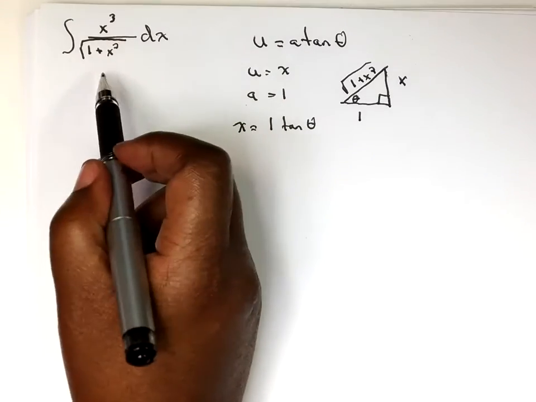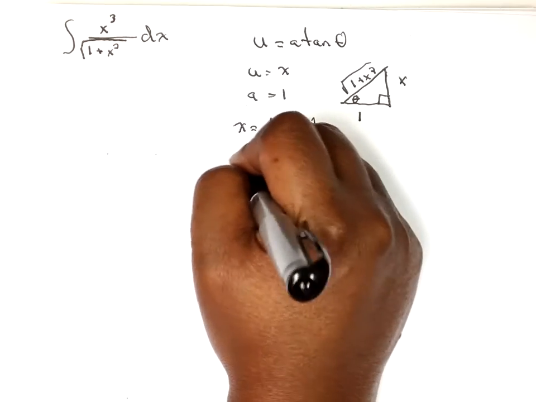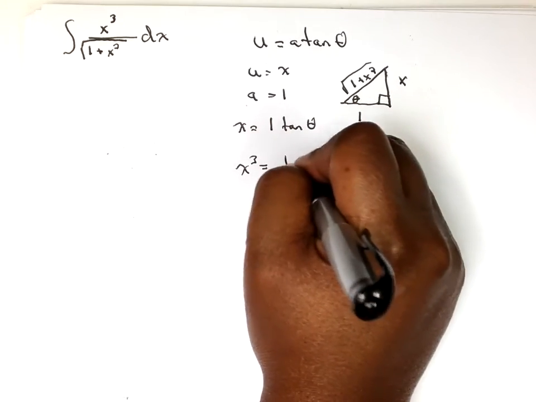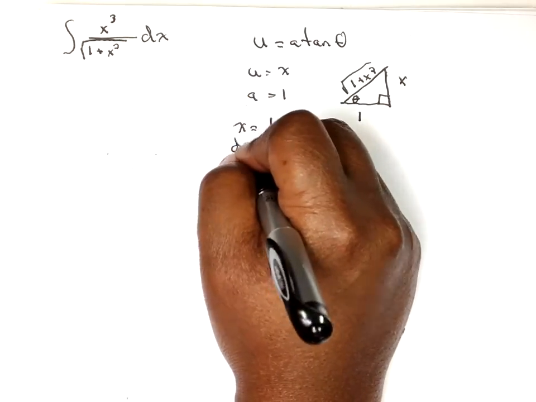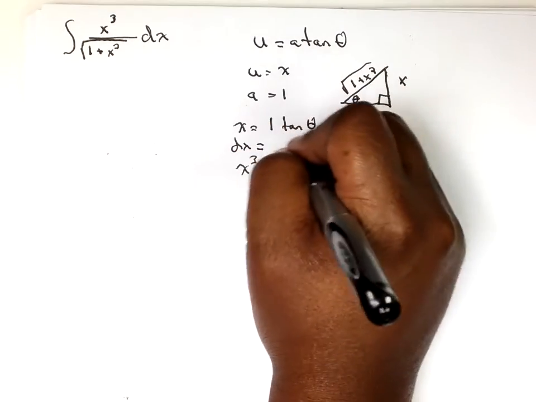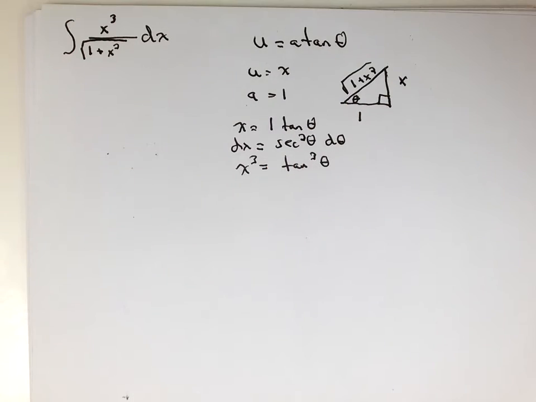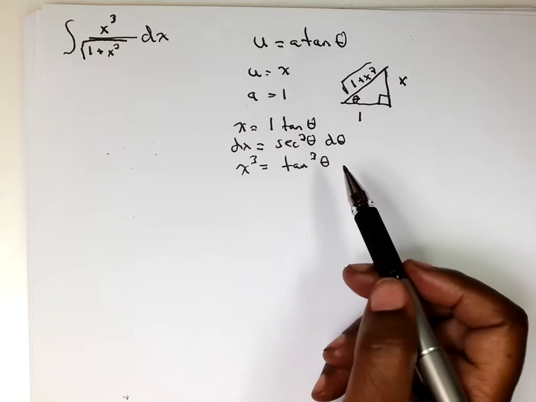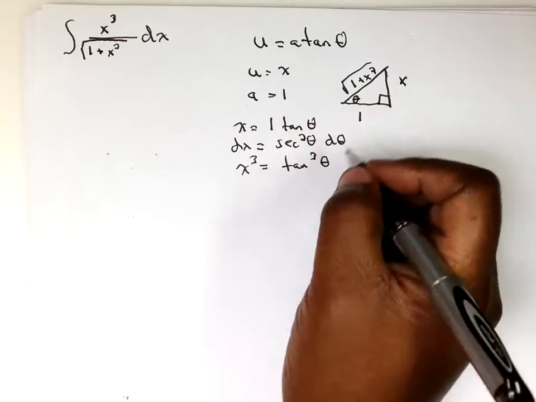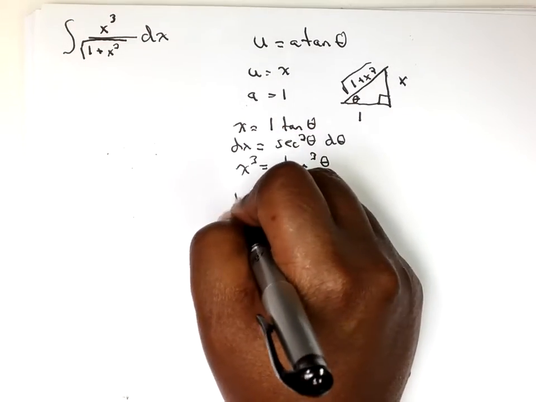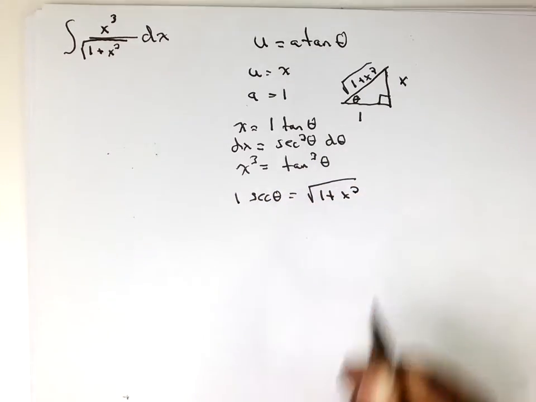So again, I need to be able to substitute in for everything over here, so I'm going to start doing that. I know that x cubed I'm going to need, so that's going to be tangent cubed. X is 1 tangent theta. I want to know what dx is. So dx is derivative of tangent. It gives me secant squared theta d theta. And because I have a secant here, secant's in the derivative of tangent, I'm going to want to define this last piece in terms of secant. So we know secant's reciprocal of cosine. So 1 secant theta is going to equal the square root of 1 plus x squared.